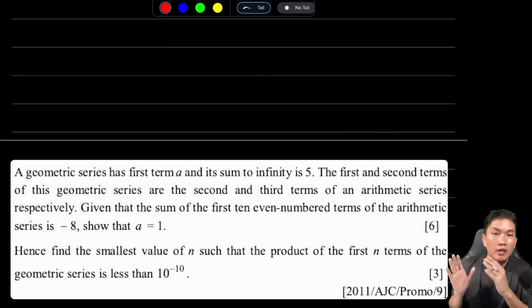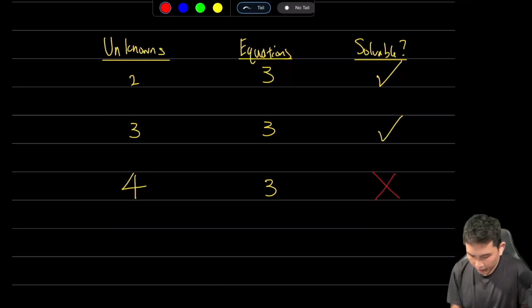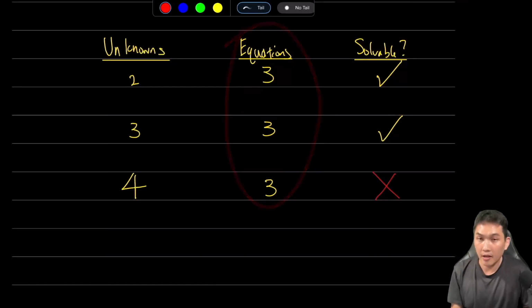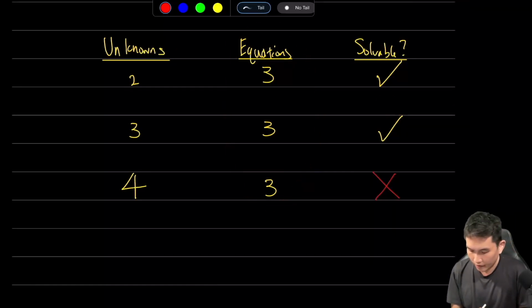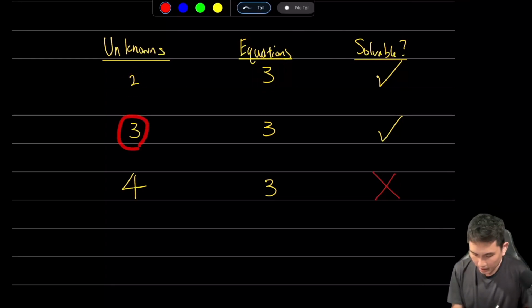So even before we start reading the question, I want to go through something that you might already know, but I just want to make it very clear. So let's say if you have 3 equations, then how many unknowns can you have? If you have lesser unknowns than equations, that's okay. If you have the same number, that's still okay. What is not okay is when you have more unknowns than equations.